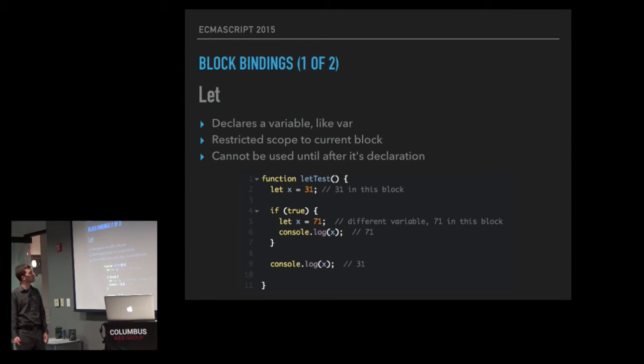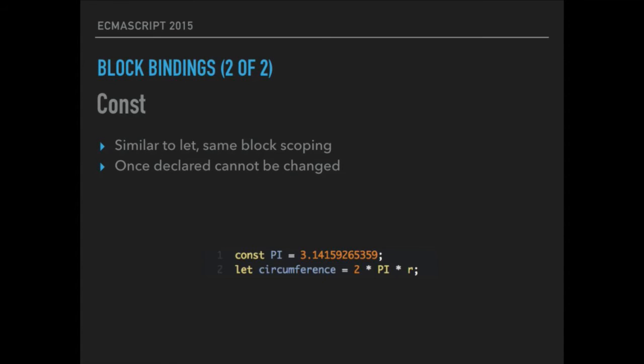Should be pretty useful. We also have a const variable. It's pretty straightforward: constant. It's similar to let, with the same block scoping, and once it's declared, it cannot be changed. A good example of this: say pi is something you'd never change. You can use it to calculate circumference, and you know you're not ever going to change pi, so that's a good example of when to use it.